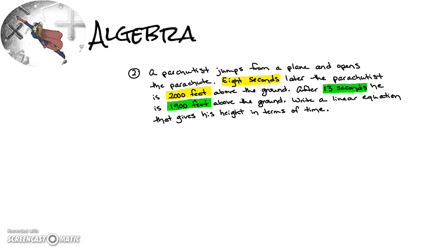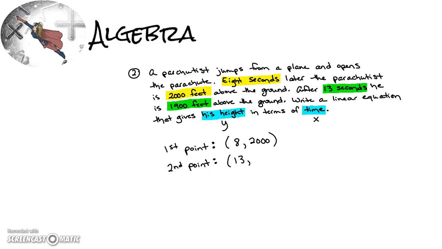Now write a linear equation that gives his height. His height is mentioned first, in terms of time, mentioned second. So his height is y, his time is x. Alrighty, so the first point, if I write it as an ordered pair, since time is x, the 8 seconds would be the first number, and since his height is the y, the 2,000 would go right there. And then the second point, again, time is x, and that had said 13 seconds, and y is the height, so that's 1,900, because he's getting closer to the ground.